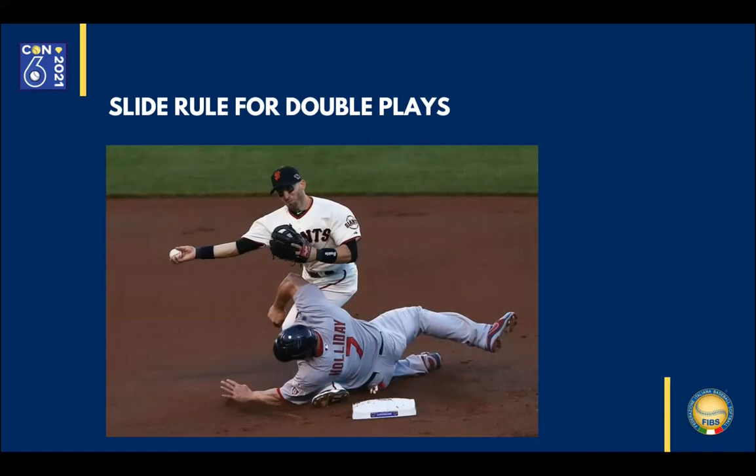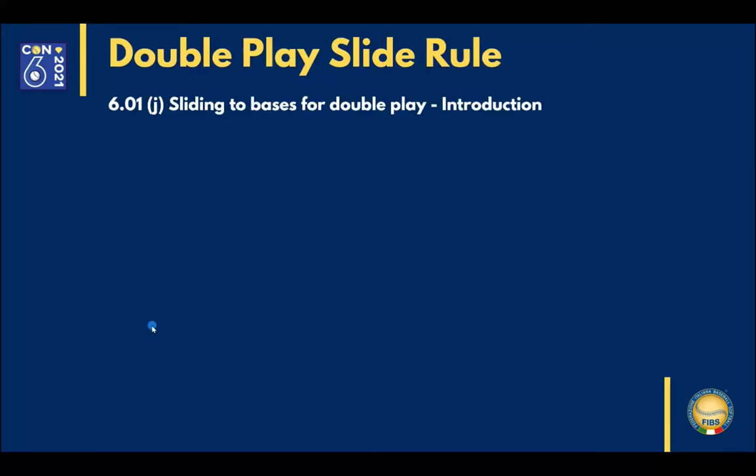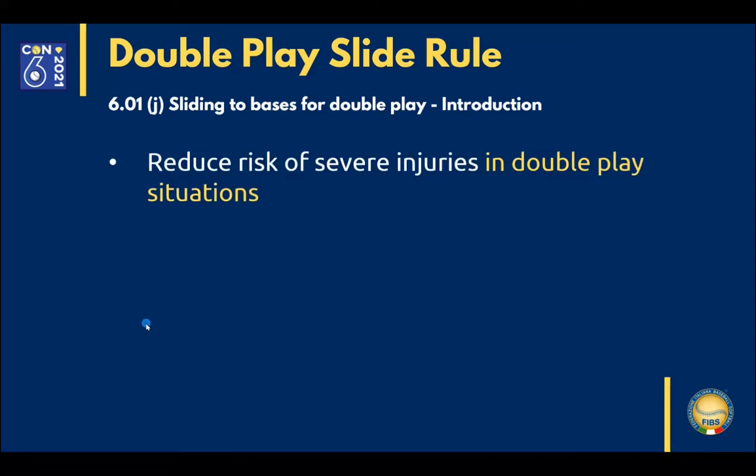Let's have a look at the slide rule for double plays now. As mentioned earlier, the double play slide rule was introduced 2 years after the collision rule was introduced. The key facts: almost the same as the collision rule at the plate, this rule will reduce the risk of severe injuries in double play situations. The rule of collision at home plate and the double play slide rule are similar, but they are not equal.